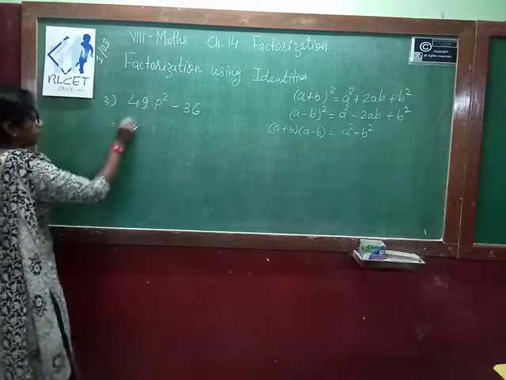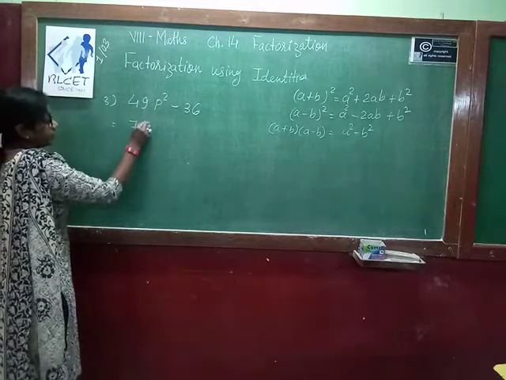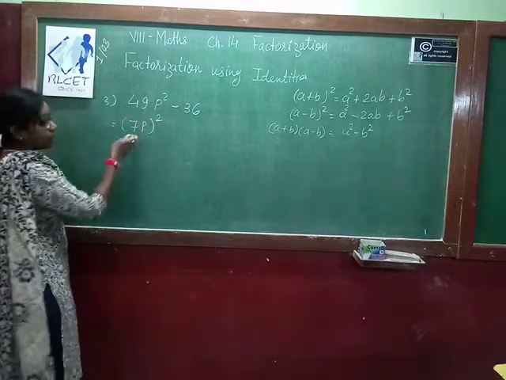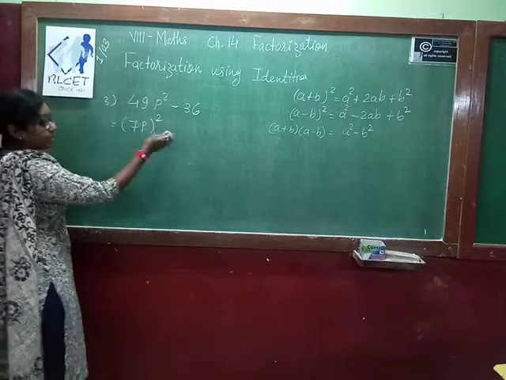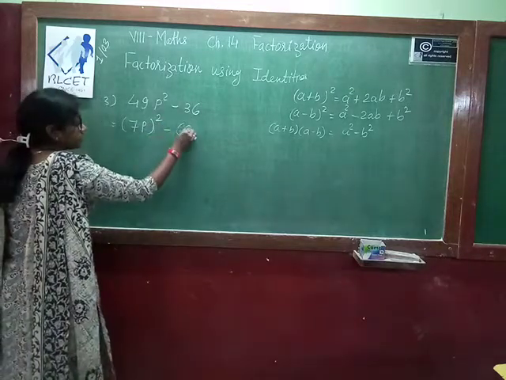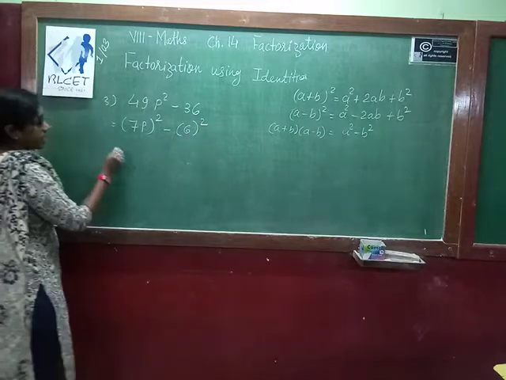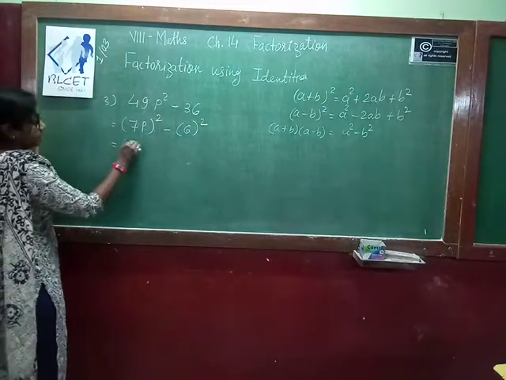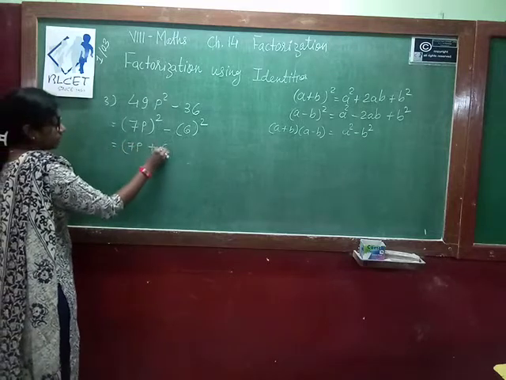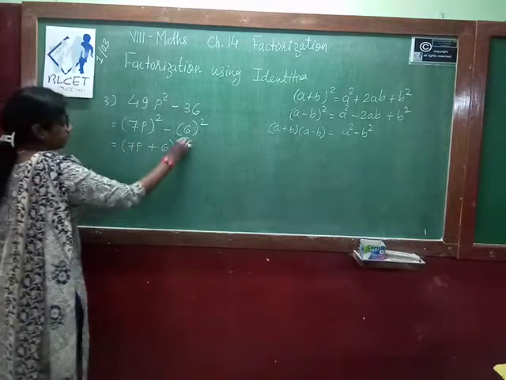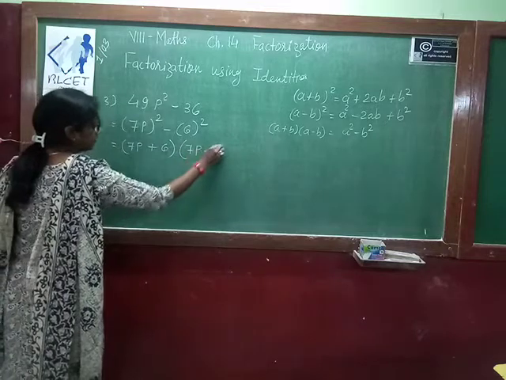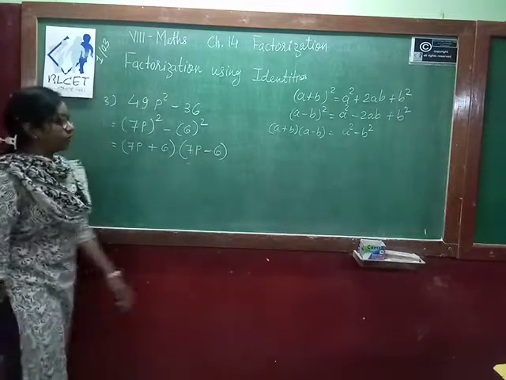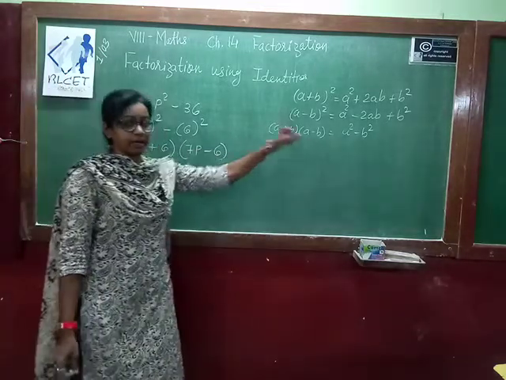So what we can write? 49 means 7p whole square. We have to convert this in terms of a square minus b square. 36 means 6 whole square. Then we write one time positive terms, one time negative terms. That is 7p plus 6 as the first term, and the last term, 7p minus 6. So you will get this answer, a plus b, a minus b.